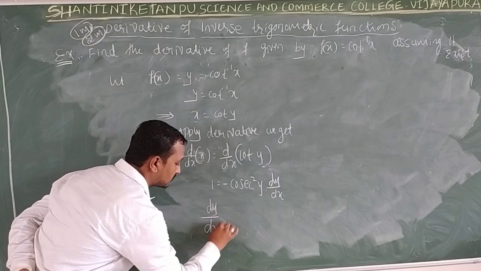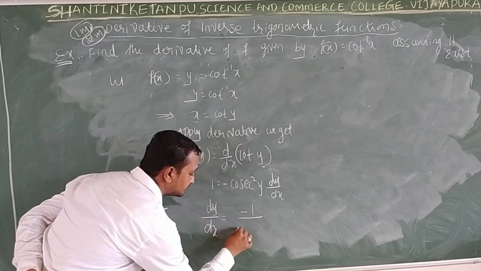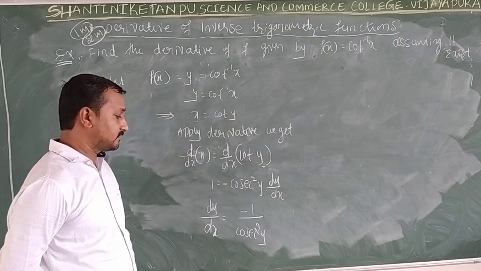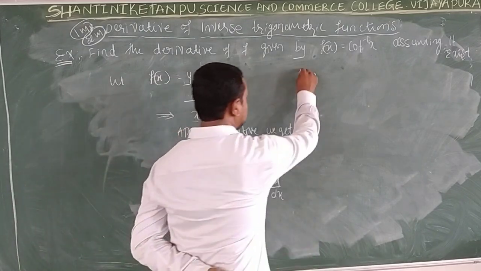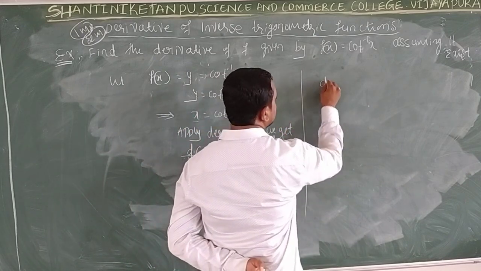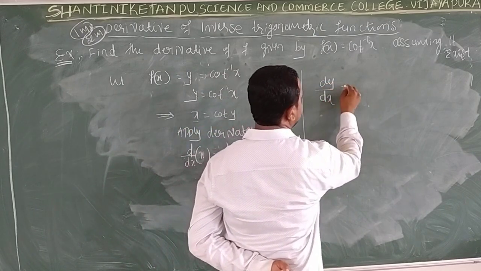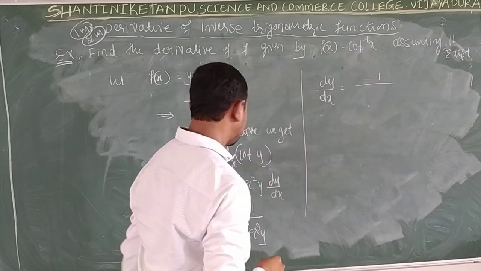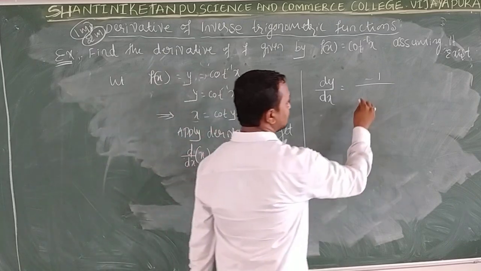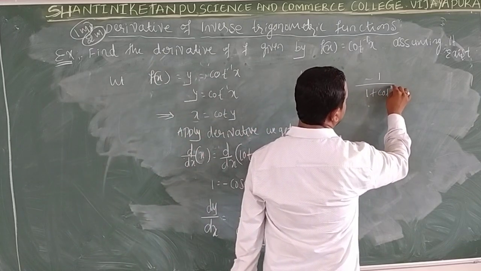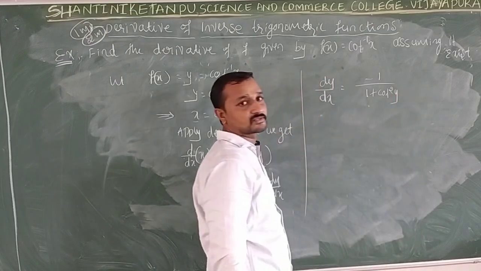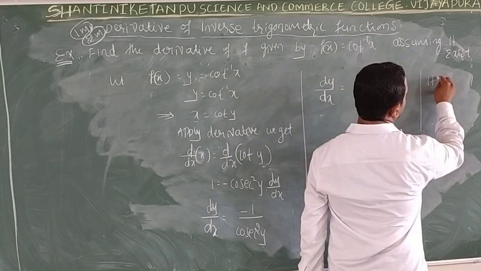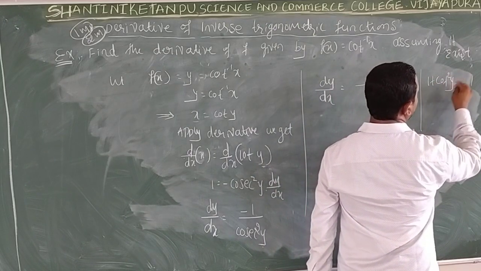Okay. Then what is dy by dx? Dy by dx equal to minus 1 divided by cosec square y. So already we know the formula, dy by dx is equal to minus 1, keep as it is. Cosec square y can be written as 1 plus cot square y. Is that clear? So already we know the relation: 1 plus cot square y equal to cosec square y.